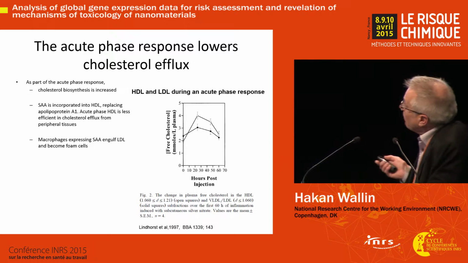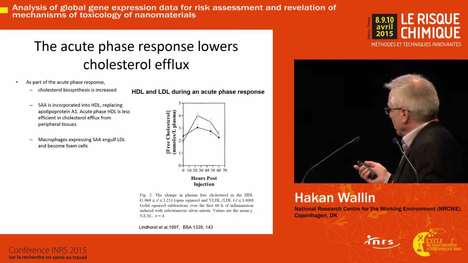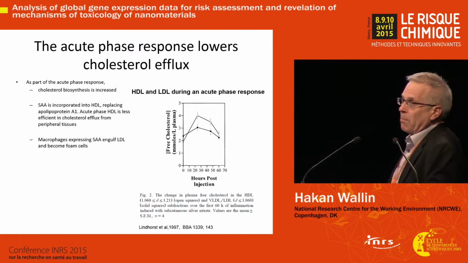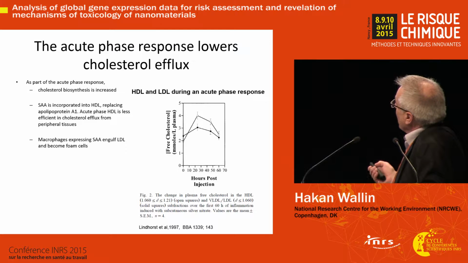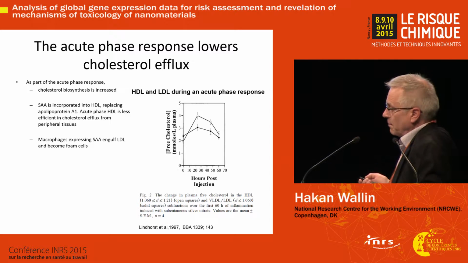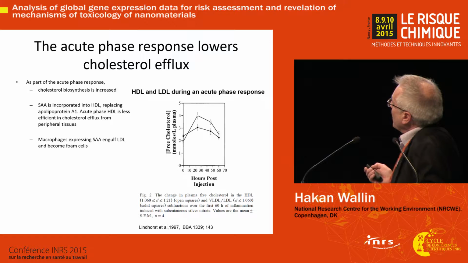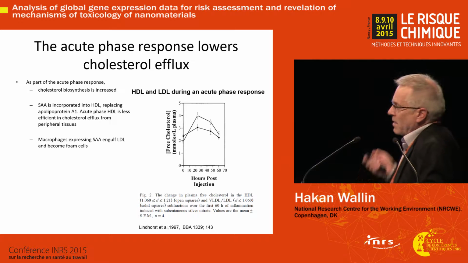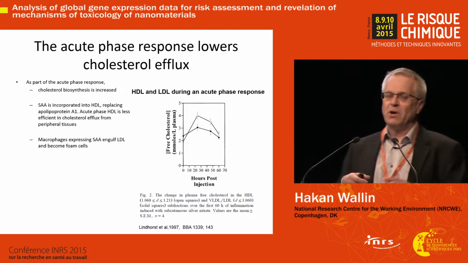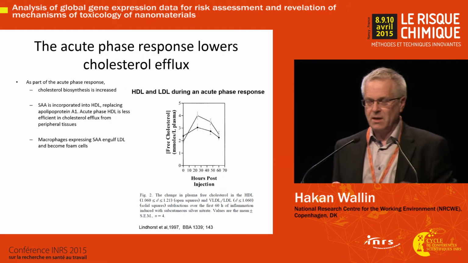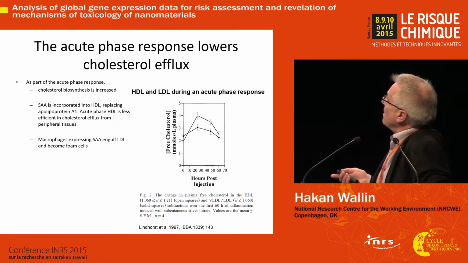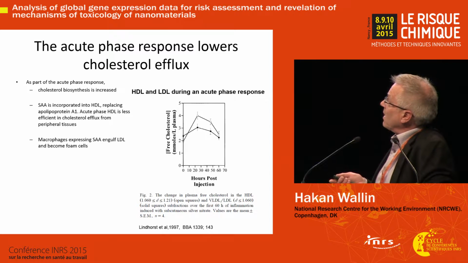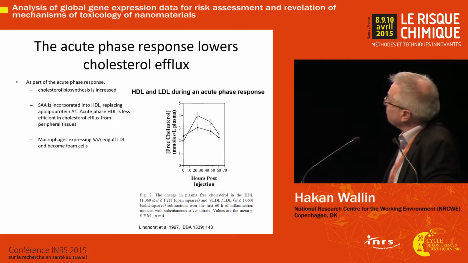Now, serum amyloid A, we think is interesting because it's a pleiotropic agent. It has a lot of functions, but I'd like to focus here on the fact that it affects cholesterol biosynthesis in the body. It's incorporated in HDL, and if you have a strong acute phase response, you will see the major protein in HDL, ApoE1, being replaced to a great extent by the serum amyloid.